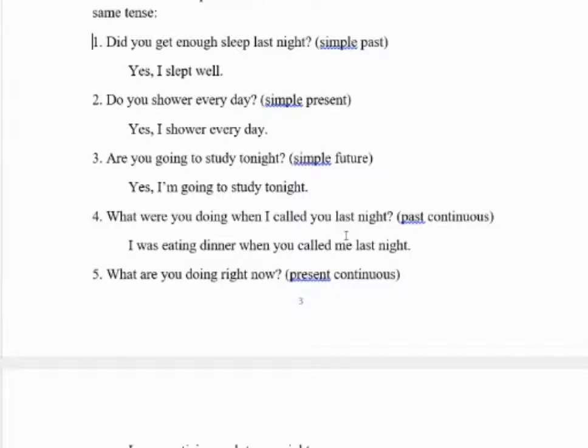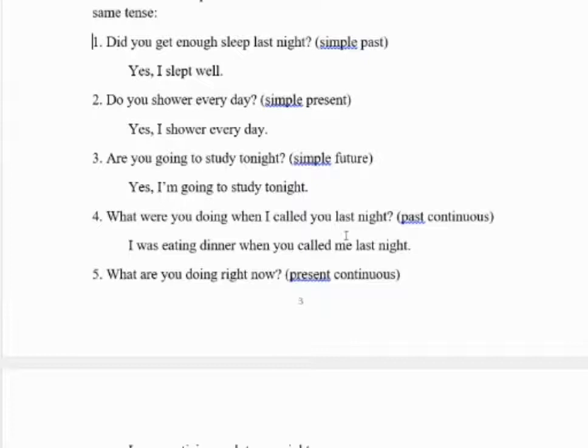Number 4: what were you doing when I called you last night? Past continuous. The answer: I was eating dinner when you called me last night. So you see the rule of past continuous. You use the verb to be, but in the past tense, either was or were. Were for plural, and was for singular or for I. I was eating dinner when you called me last night.